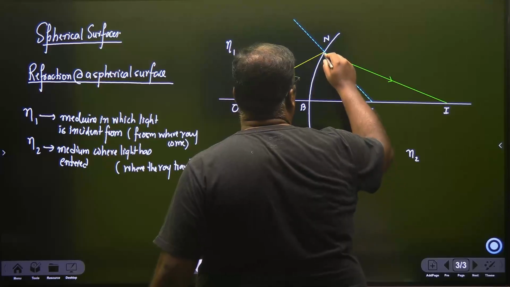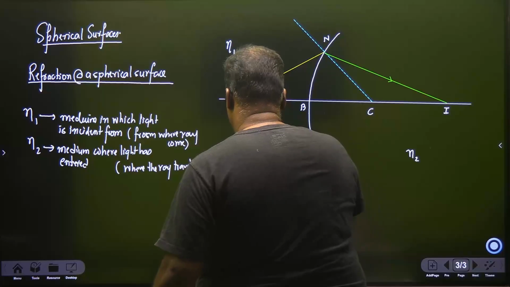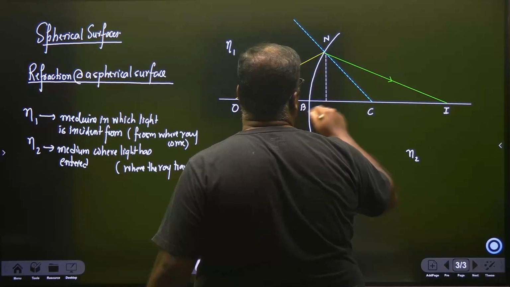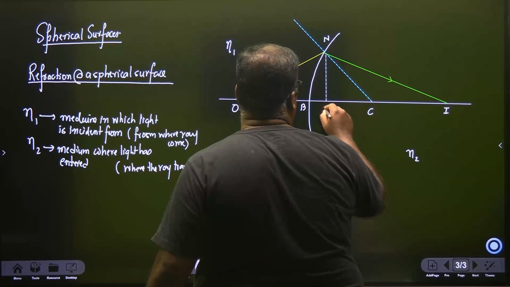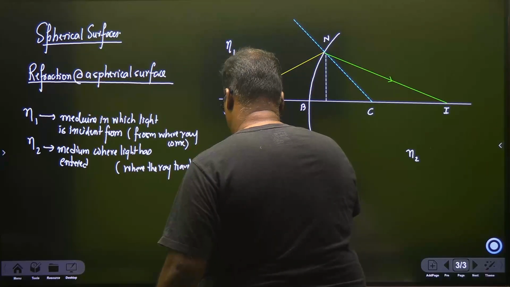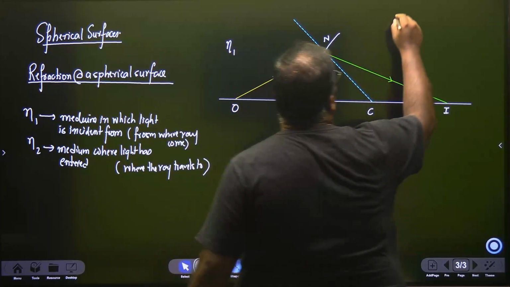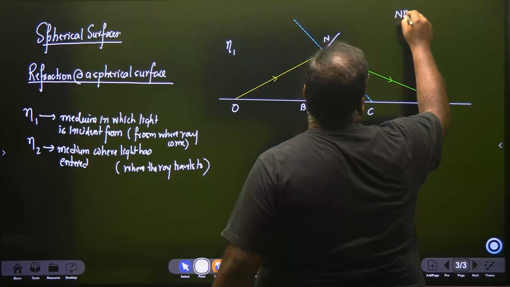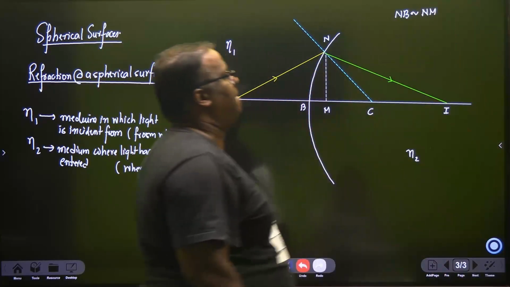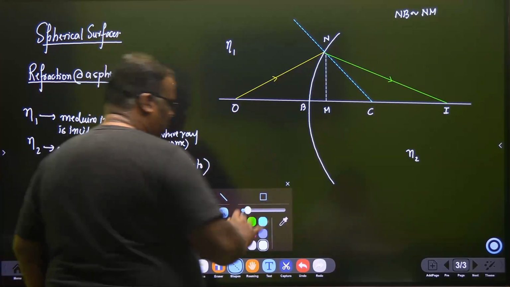Our consideration is that, in a sense I can say, this is M, so NB is equal to NM. Fine? Okay. Then it's a very easy derivation.